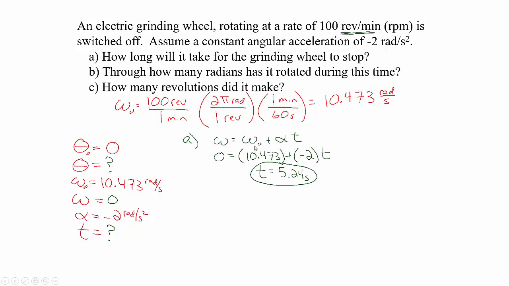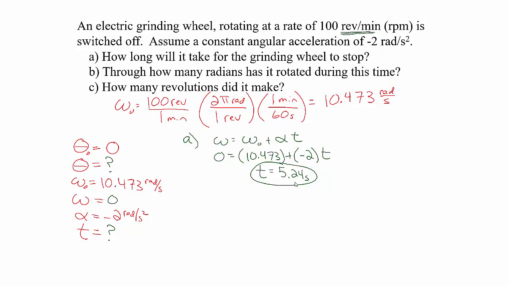We use the equation that relates the angular velocity and time. Omega equals omega sub 0 plus alpha t. Angular speed equals initial angular speed plus angular acceleration times time. So 0 equals 10.473 radians per second plus -2 radians per second squared times t. So it took 5.24 seconds to stop.